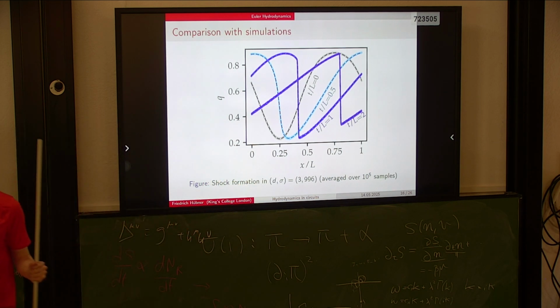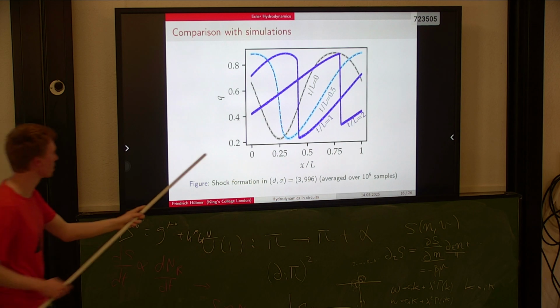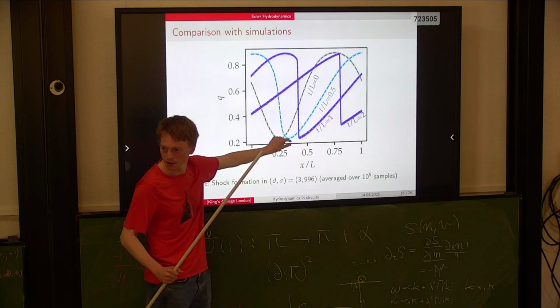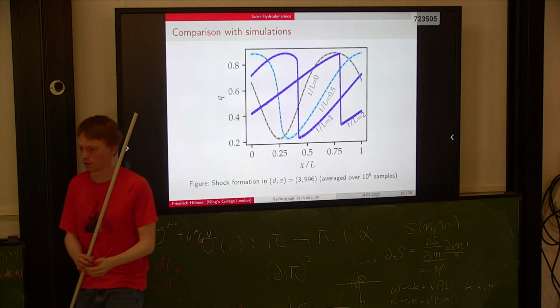Yes. But then there should be some noise, no? I mean, the noise is like this. Like the line width is the noise.